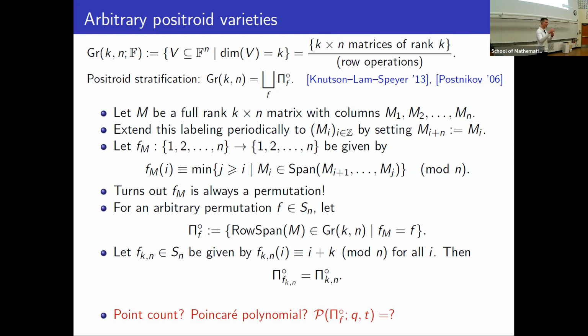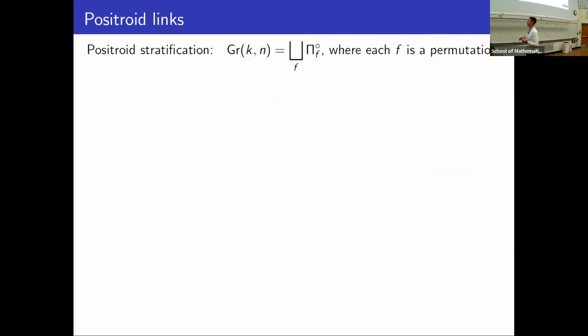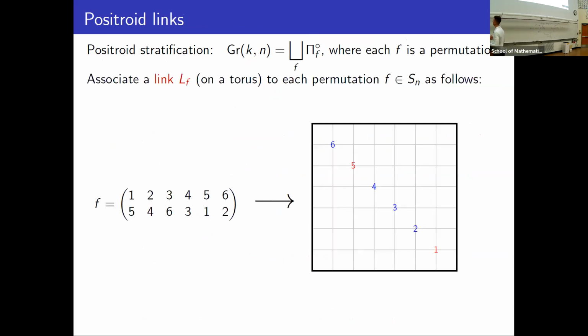It's like a knot, but you have several circles tangled together in some way. So let me define for you Positroid links. To every permutation, I'm going to associate a link in three-dimensional space, but for me, it's going to be convenient to draw this link on the torus.